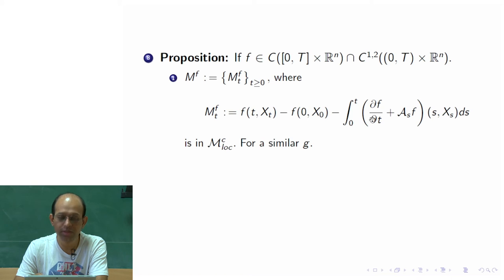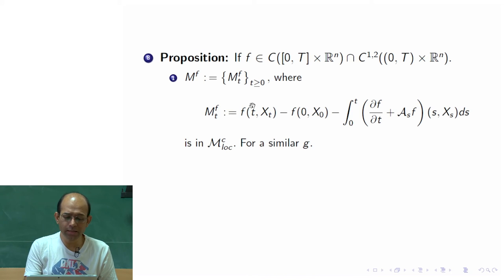Here I must explain what it means. This is the partial derivative of f with respect to the first variable, but that gives me a function, and that function should be evaluated at (s, X_s), not at t comma something. So this t stands for the partial derivative with respect to the time variable, the first variable. It is not a function of t. Here of course we get a function of t and X_t. So this thing is a function of s and X_s, and then you integrate this function over the interval 0 to t with respect to s.